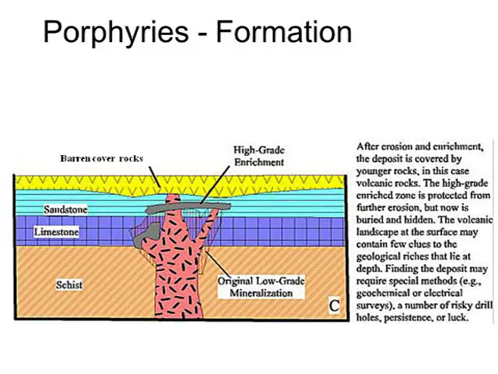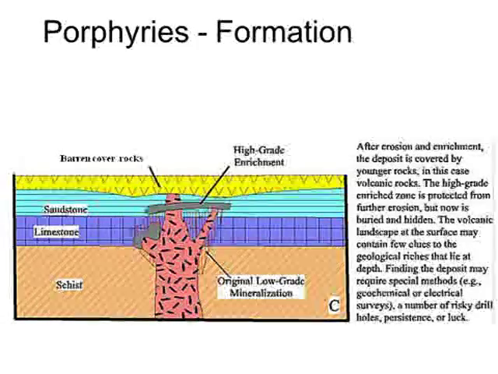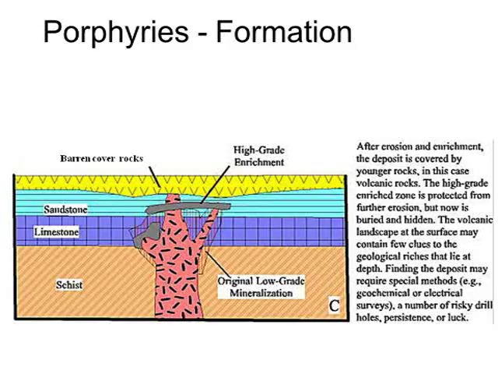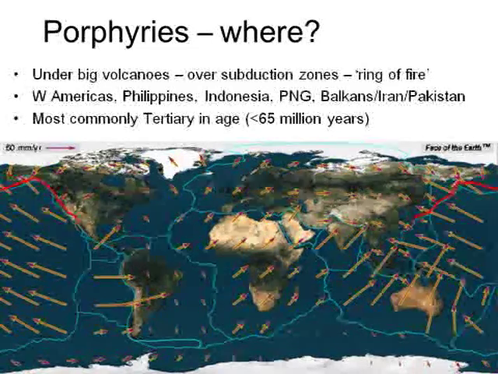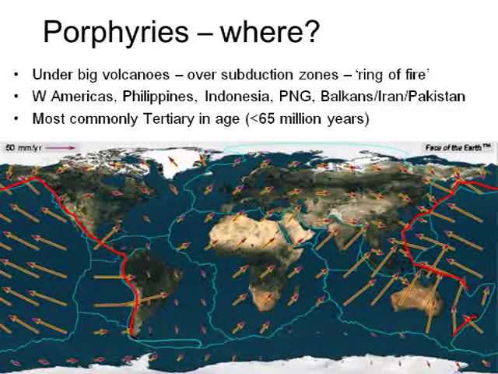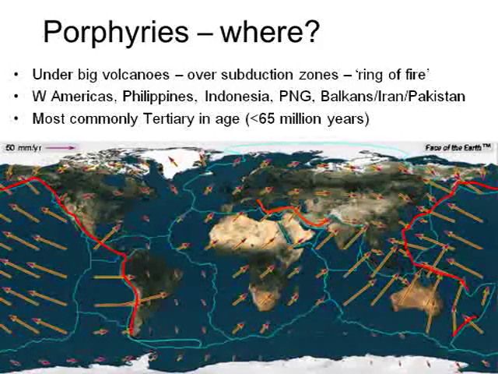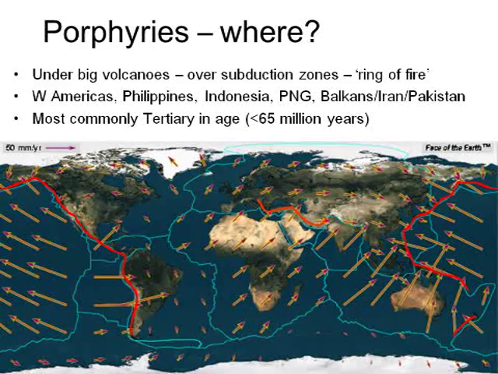Following erosion, many porphyries are covered by sediments or younger volcanics. So how do we explore for a deposit like this, which is completely covered by barren, younger rocks? Well, let's back up a bit. We know that porphyries form under large subduction-related volcanoes, and that most of these are located under the ring of fire around the subducting Pacific plate. Another fertile subduction zone occurs in the Balkans, Turkey, Iran, and Pakistan. So this gives us a start in deciding where to focus our exploration.